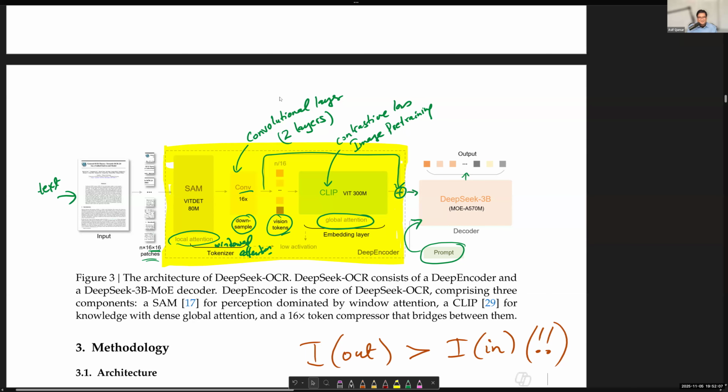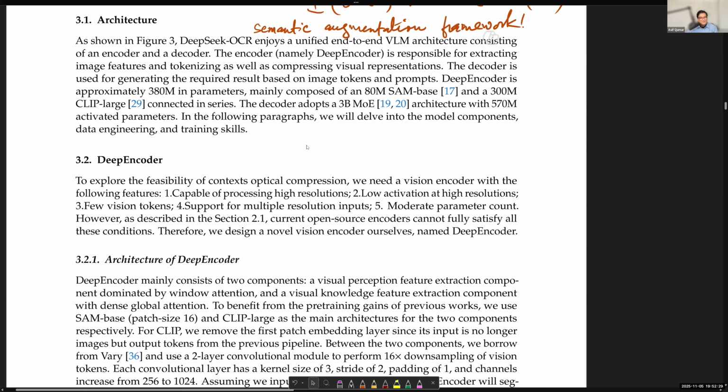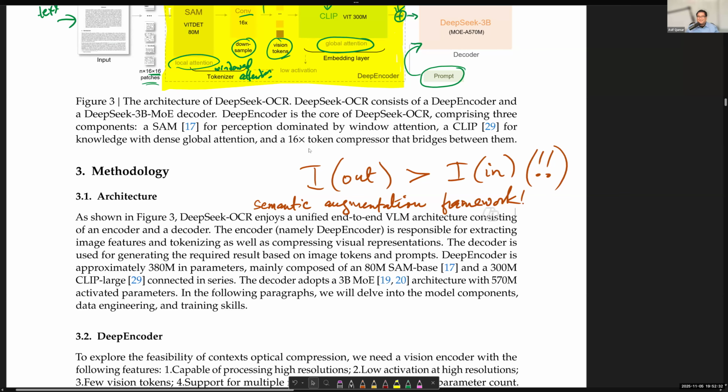And so I'll use a new word of my own. This is my word, by the way. I'll call it semantic augmentation. What they have created is a semantic augmentation framework. Right? What goes out is more than what goes in. And that's the most remarkable thing. And so they call it the deep parser. It's really very good, actually.